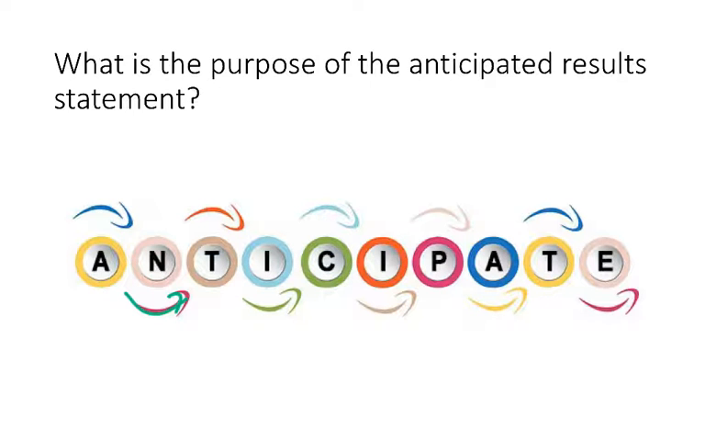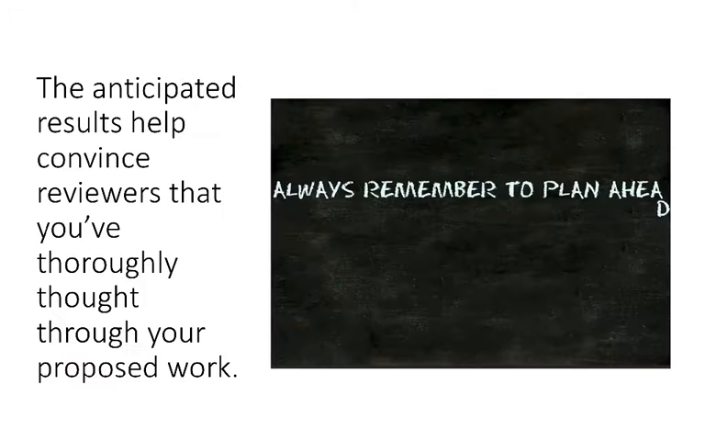But what we're trying to do with this anticipated results statement is have some kind of statement about what the potential results could be. And that's important because it helps convince the reviewers that you've thoroughly thought through your proposed work, you've done your homework, you've reviewed the literature, and so you've planned ahead. I liked this picture when I was Googling things making this lecture yesterday. This is an example of not planning ahead, right? If you're not leaving enough space in your line for that last letter. But the idea here is you are trying to convince the reviewers that you know what you're doing.